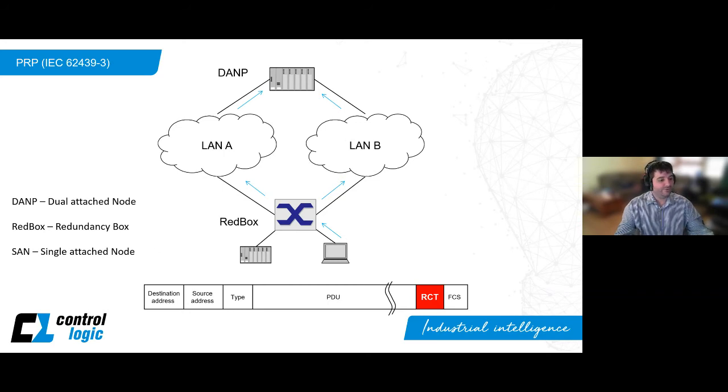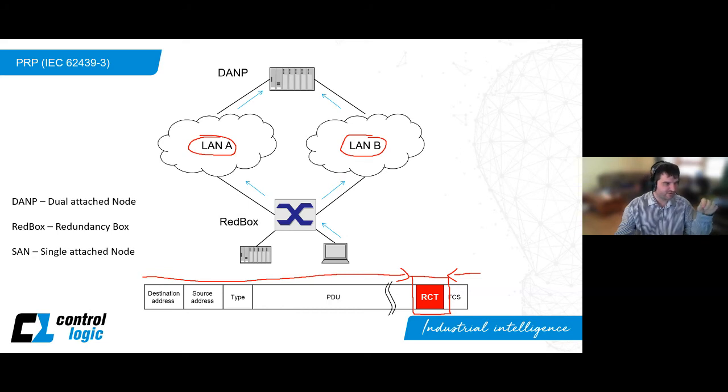One of the cool things about PRP is that it's actually stored in an Ethernet frame between the data and the frame check sequence in this RCT trailer. It's cool because data is normally read from left to right to the end of the data and from right to left from the frame check sequence, which means that a normal switch will not see the RCT trailer, which means that the devices in LAN A and LAN B don't need to support PRP.